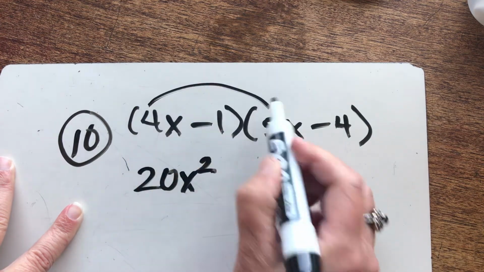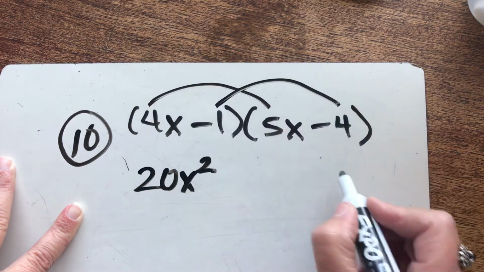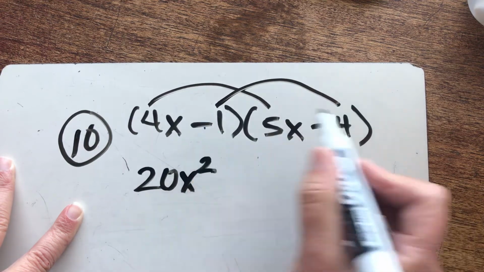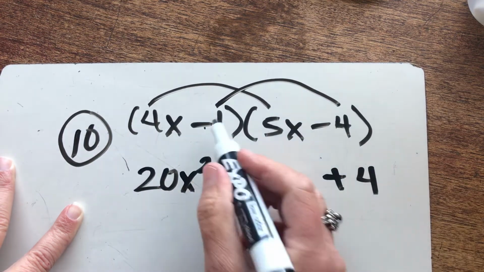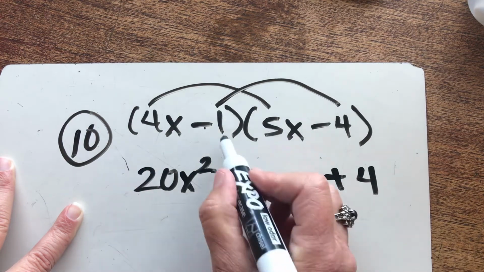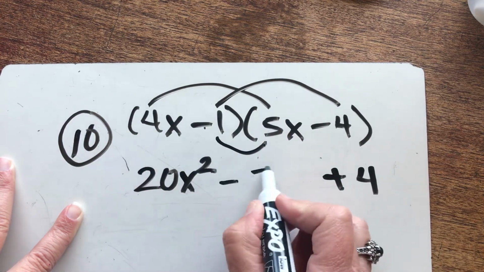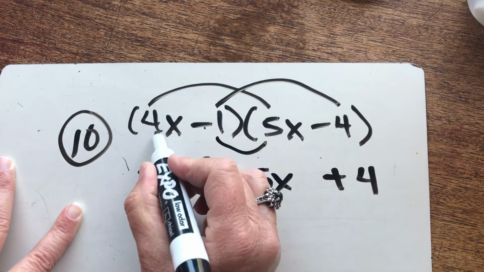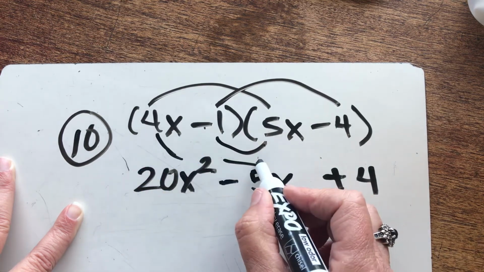So I just did the front ones. I do the back ones. Negative times the negative is a positive, and 1 times 4 is 4. 20x squared in the front. And then I do the middle. And then I do the other middle.